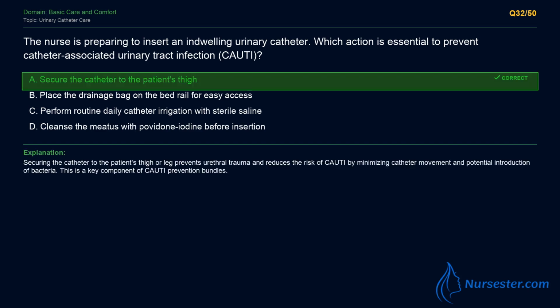The correct answer is A. Securing the catheter to the patient's thigh or leg prevents urethral trauma and reduces the risk of CAUTI by minimizing catheter movement and potential introduction of bacteria. This is a key component of CAUTI prevention bundles.